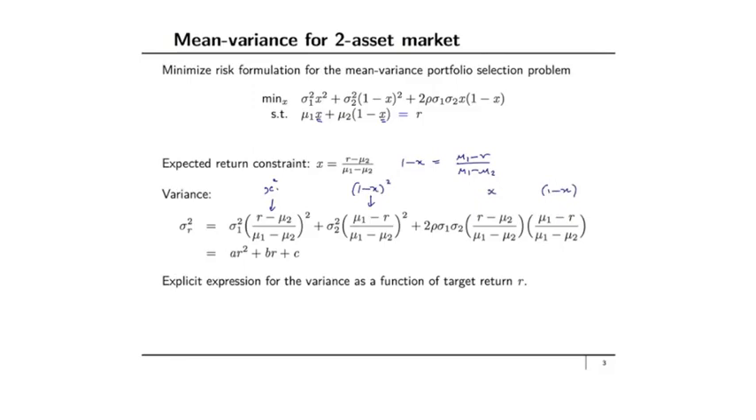If you expand it out, you'll end up getting that sigma r squared is a r squared plus b r plus c. So these are just numbers that depend on sigma 1, mu1, and rho, and sigma 2, mu2, and rho, and so on. But these are numbers. R is the only unknown. So what does this tell me? It tells me two things. If I know the target return R that I want to get to, the minimum variance corresponding to that target return is explicitly given by a formula. In fact, it's given by a parabola.